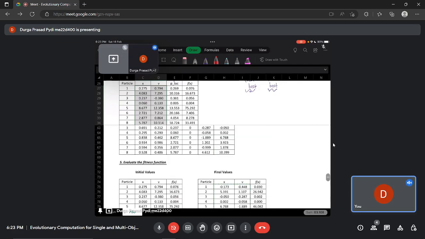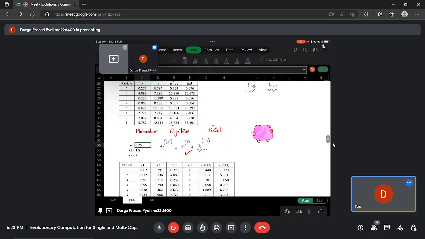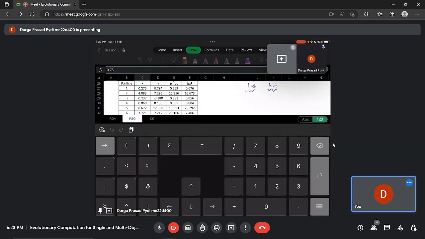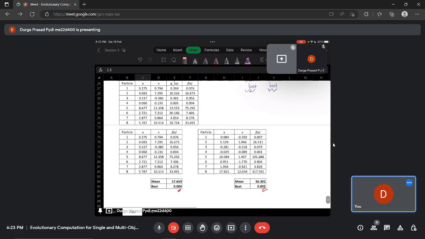So you can actually tweak these values. For example, if I increase the value of W from 0.75 to a much higher value, say 5, which is a very high value, and give C1 and C2 values of 1.5 and 2, what we are expecting is that if you increase your momentum too much, the updates will be so high that your variables will exceed your bounds. See the value here, 17.821. It exceeded the bounds.